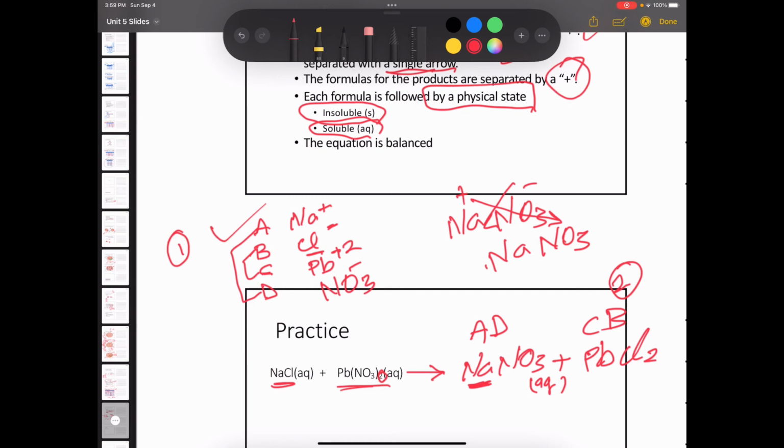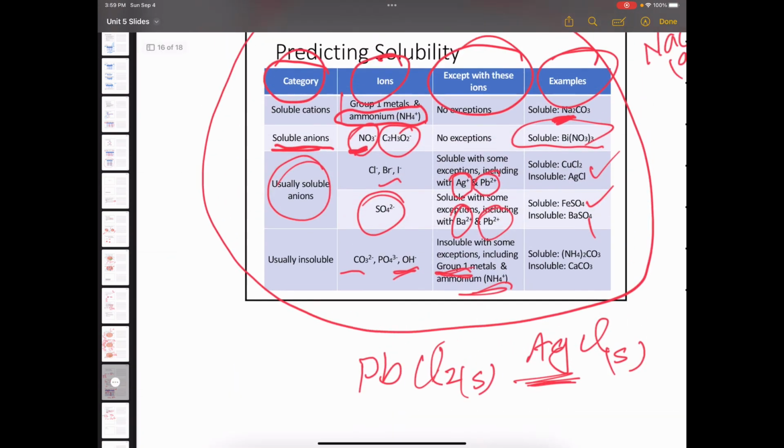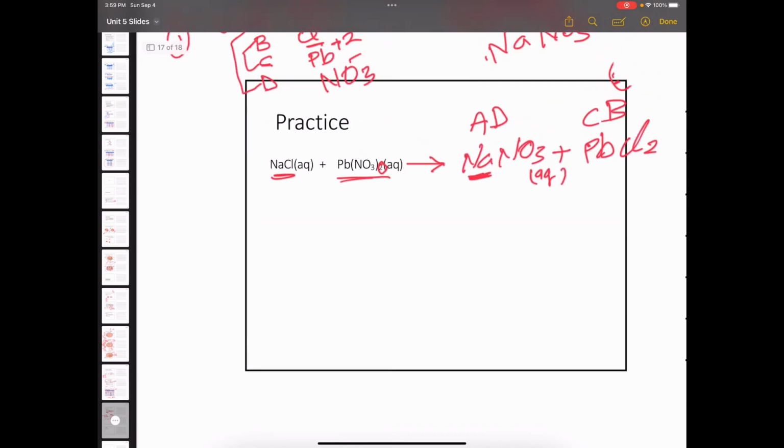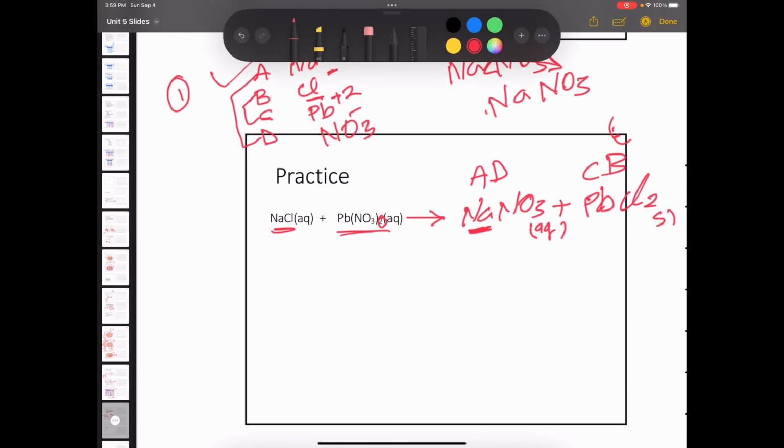Let's look at the PbCl2. The PbCl2, or the lead chloride, will be a precipitate, a solid. But let's try to use the chart for this one. My anionic part is the Cl, the chloride right here. Chloride is soluble with some exceptions, including silver and lead, which means the lead here is going to form a solid salt, a precipitate in this specific reaction. So PbCl2 is going to be a solid, a precipitate. So what I need to do is write this as an s.